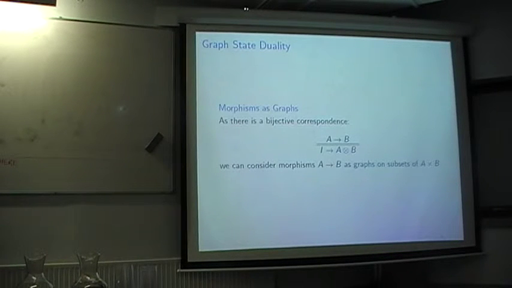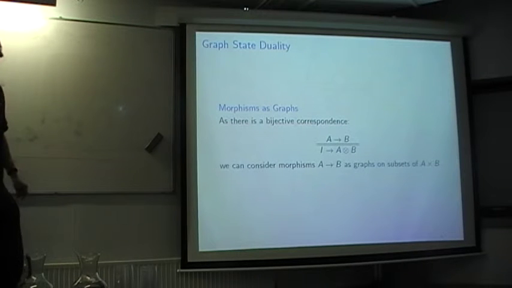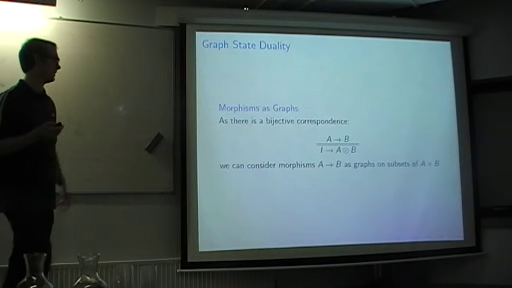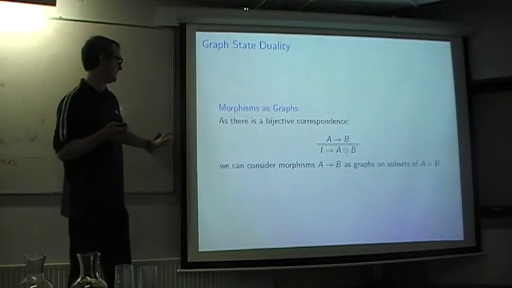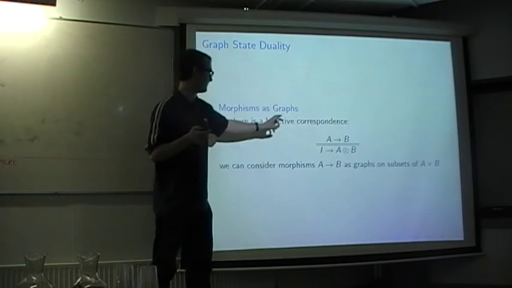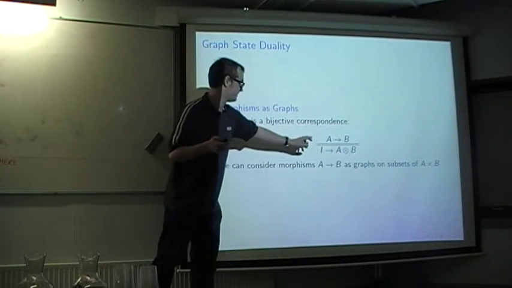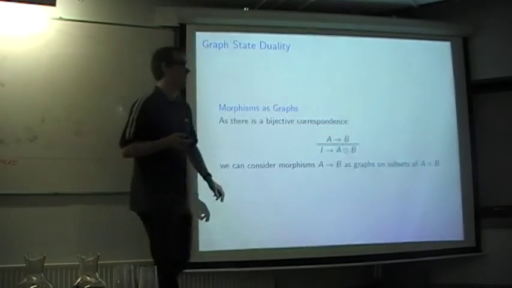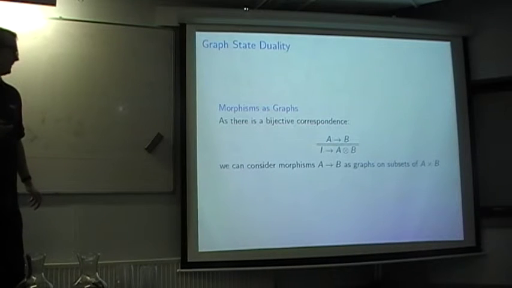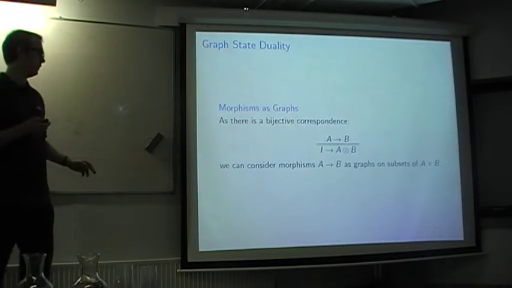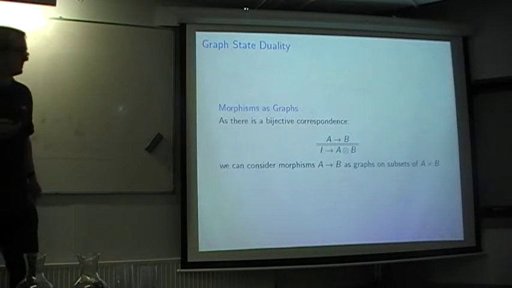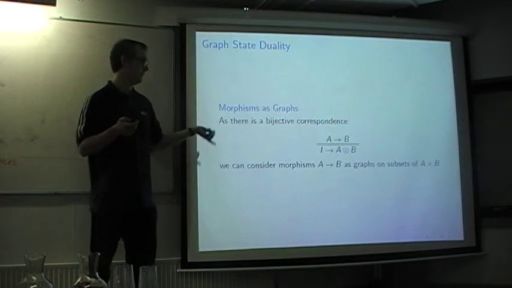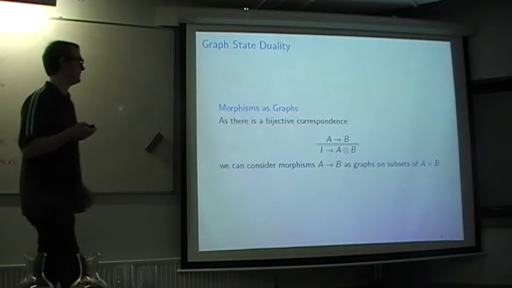Okay, so as we've characterized the states, we can piggyback that to characterize the morphisms as well, because we've got this map-state duality. The morphisms in the categories that we're interested in bijectively correspond to states of this form, but with a star here, because I should have put dual here, that's a typo. So we can consider morphisms A, B to be graphs on subsets of the Cartesian product of the domain and codomain that we're interested in.